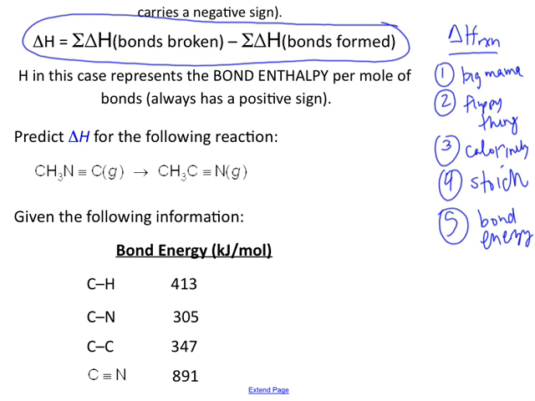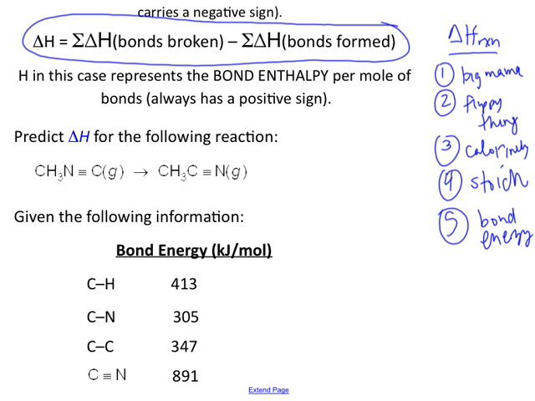a bond, that means I'm putting energy in. Those are going to be positive values. So I'd leave my bond values positive. If a bond forms, energy is released, and I'd have to then make all those negative.